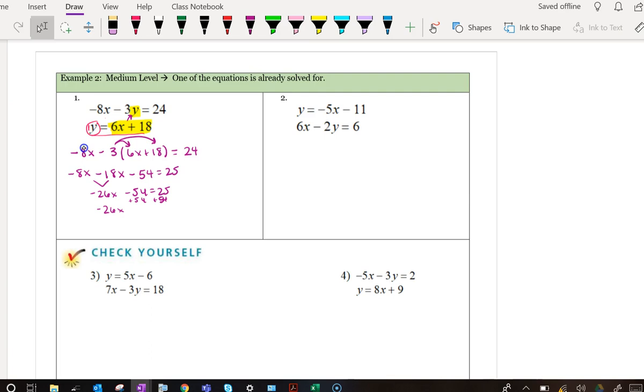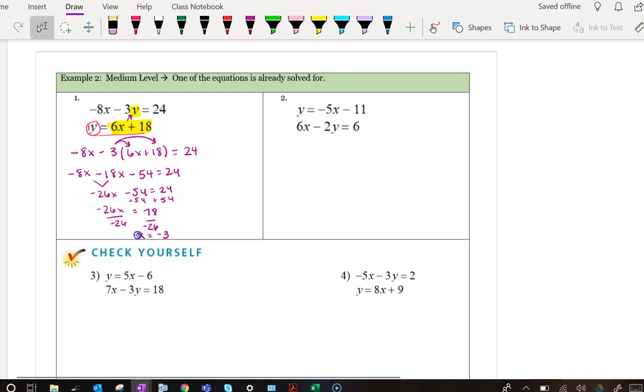I feel like I did something wrong here. Oh, I changed that from a 24 to a 25. I don't know why I did that. Sorry. So this was 24 plus 54. So I get 78. And when I divide by negative 26, pretty sure I get negative 3. So x equals negative 3.